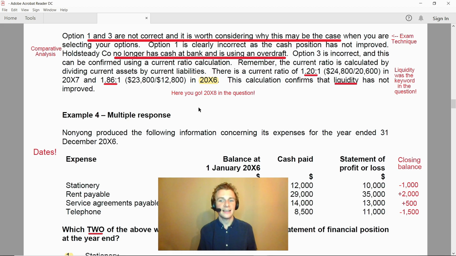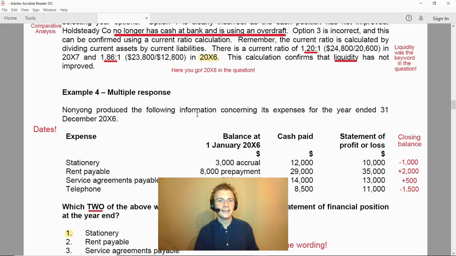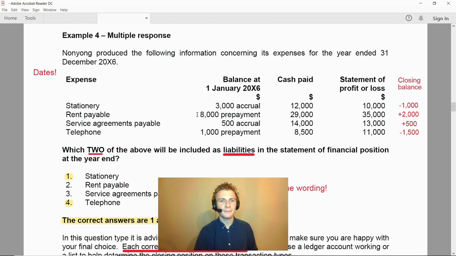So let's keep on working it through. And example number 4, again, pause it, have a go yourself, see what you make. This is a multiple response question. So another classic exam question, the external examiner and also the technical articles available on ACCA's website highlight this kind of multiple response question all the time.